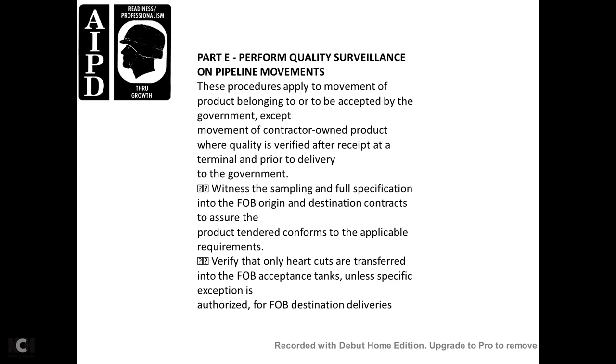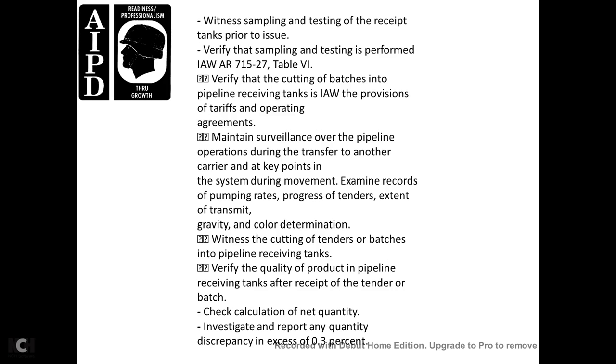Verify that only hard cards are transferred into the FOB accepted tanks unless specification exemptions are authorized for FOB and destination deliveries. Witness sampling and testing of the receipt tanks prior to use to verify the sampling and testing provided in AR 715-27, Table 6. Verify the cutting of the batches in the pipelines receiving the tank IAW tariff and operating agreements. Maintain surveillance over the pipeline operation during the transfer to another carrier and at key points of the system during the movement.